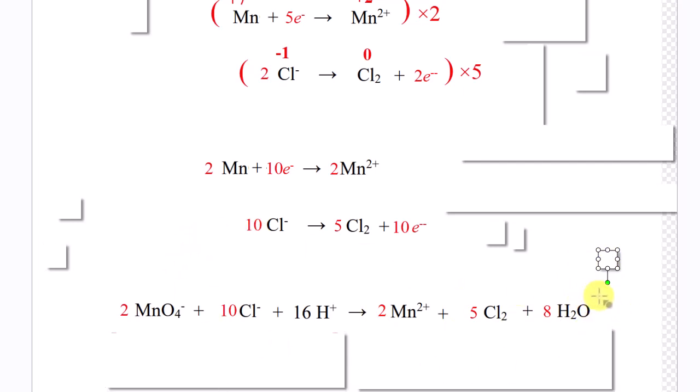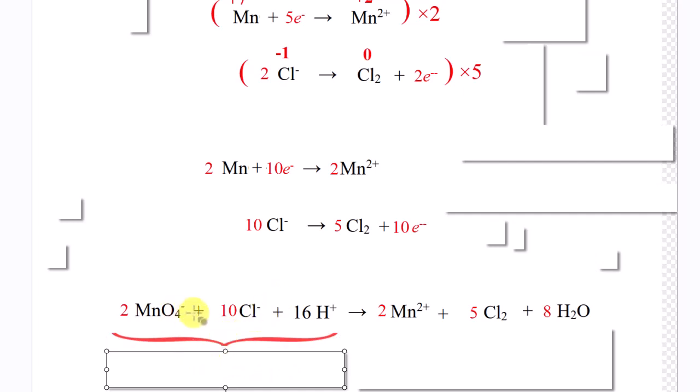Now, you can tell if this is done right if the charges of the reactants equal the charges of the products. So let's find the charges of our reactants. 2 negative 2s, 10 chlorides. That's a total of 2 negative 1s. That's a negative 2. Therefore, with 16 H pluses, we have a net charge of 4 plus.